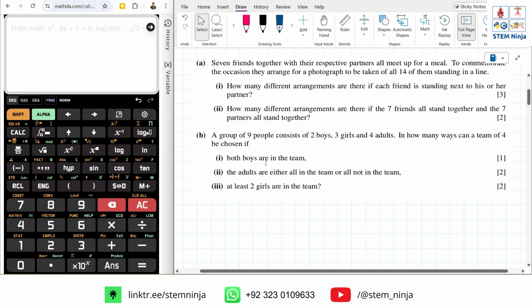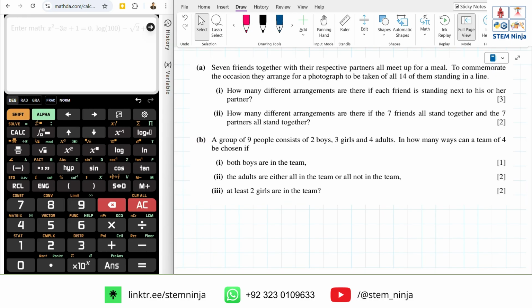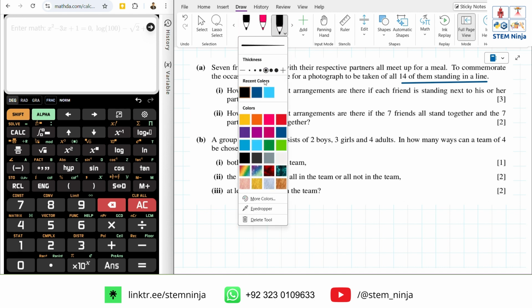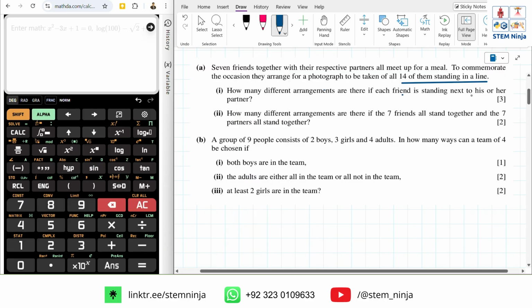Seven friends together with their respective partners all meet up for a meal. To commemorate the occasion, they arrange for a photograph to be taken of all 14 of them standing in line. How many different arrangements are there if each friend is standing next to his or her partner?